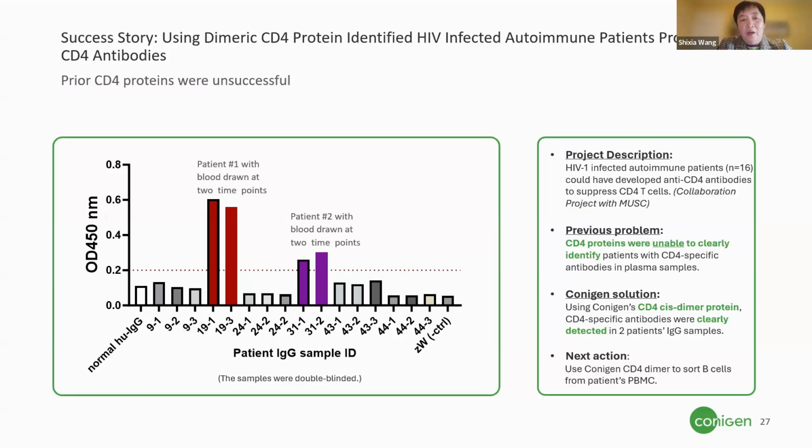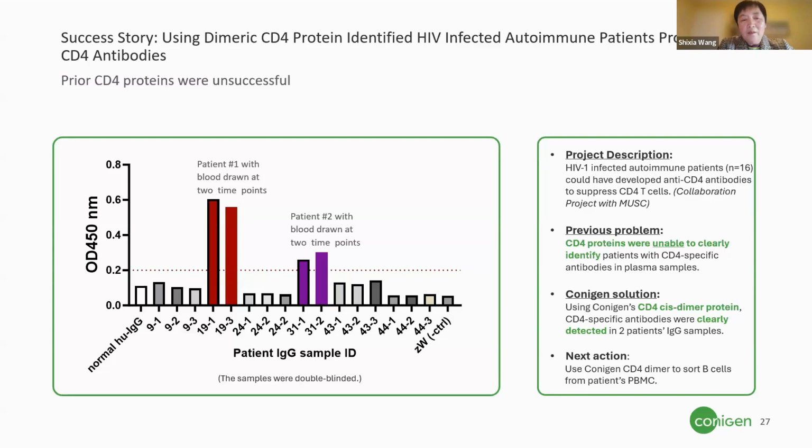In general, if no virus is detected, the CD4 cells can bounce back to close to normal level. However, in this cohort of patients, the CD4 count is low. Her hypothesis is that there are autoimmune antibodies against the CD4 that suppress the CD4 cells. When they used other forms of CD4 molecules to test the patients' sera, they could not detect the binding to those proteins. So they used our Conigen CD4 dimer protein and identified at least 2 patients with positive binding to the CD4 proteins.